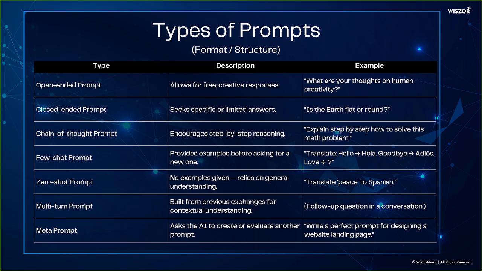The next one is few-shot prompts. It's very simple. You are looking for some simple answers. Provide an example before asking for a new one. Simply, you are looking for the numerical value of the alphabets.